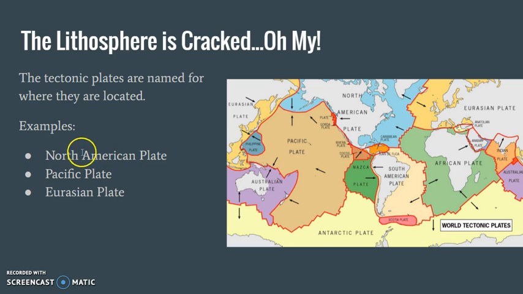All right, tectonic plates are named for where they are located. The North American plate is obviously located where North America is. The Pacific plate is located where the Pacific Ocean is. The Eurasian plate is where Eurasia is.